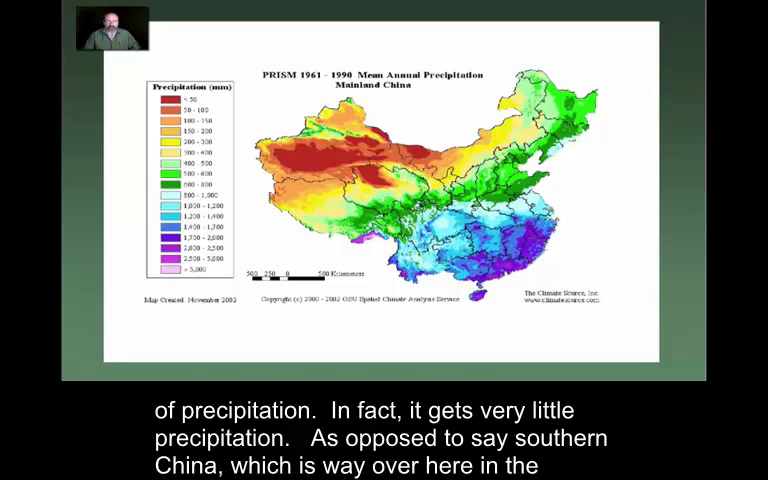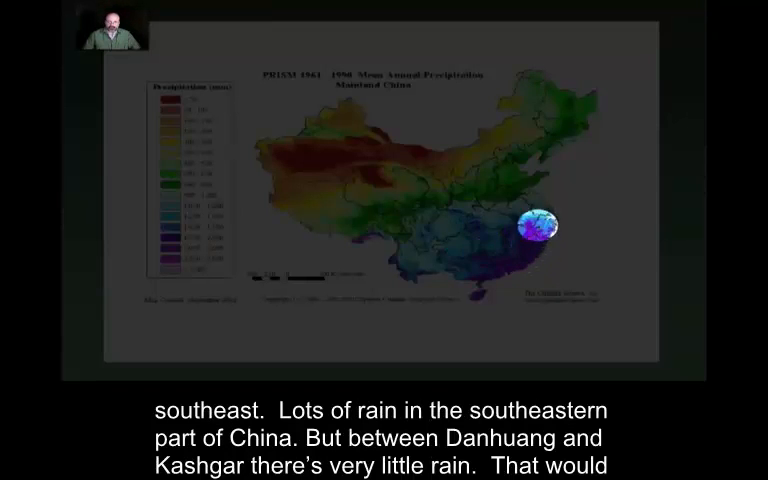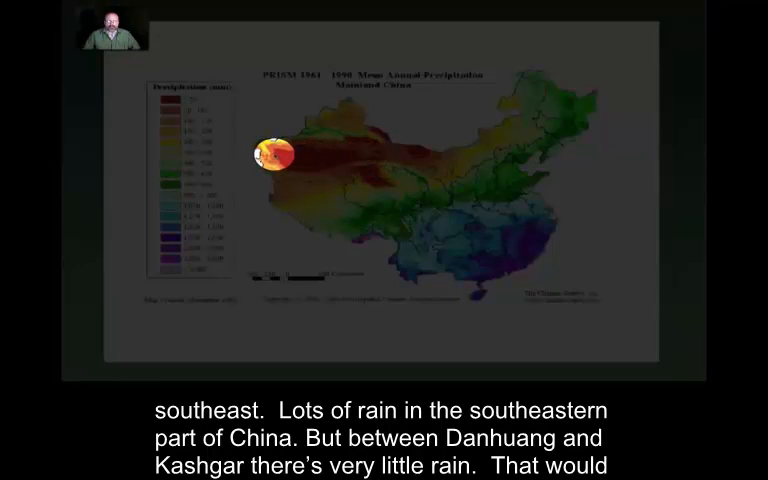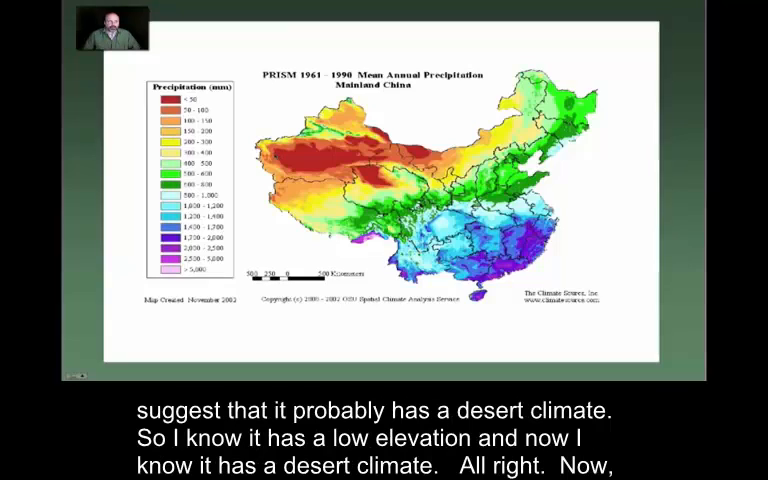In fact, it gets very little precipitation, as opposed to, say, southern China, which is way over here in the southeast. Lots of rain in the southeastern part of China. But between Donghuang and Kashgar, there's very little rain. That would suggest that it probably has a desert climate. So I know it has a low elevation, and now I know it has a desert climate.